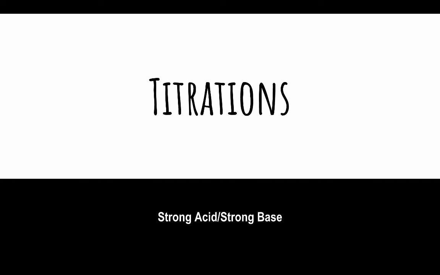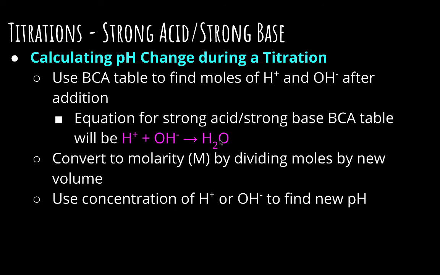The next thing we're going to look at are titrations. So we're going to start with strong acid, strong base titrations. Anytime you're doing these problems, if it doesn't say buffer and you're asked to calculate a new pH or a volume or molarity, you always want to identify what type of acid and base you're dealing with, because the method is different when you're calculating the pH change.